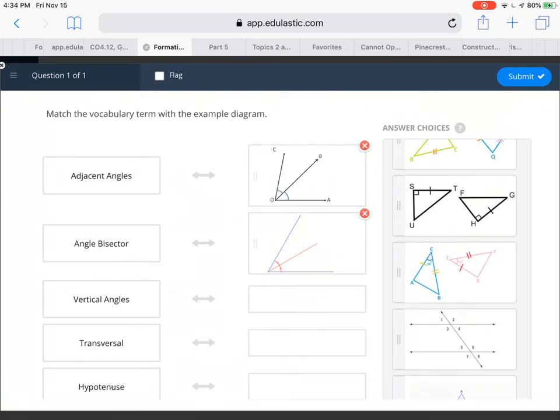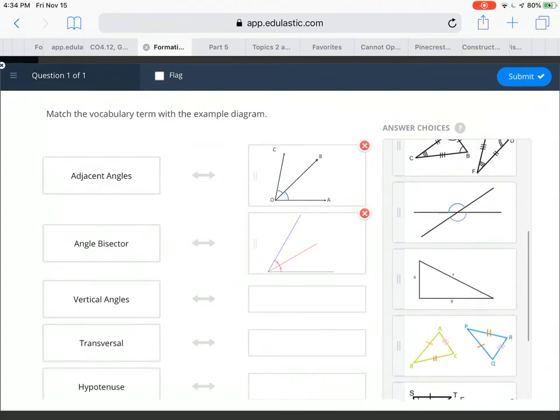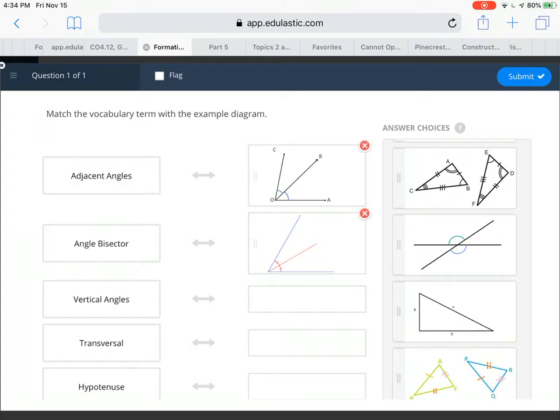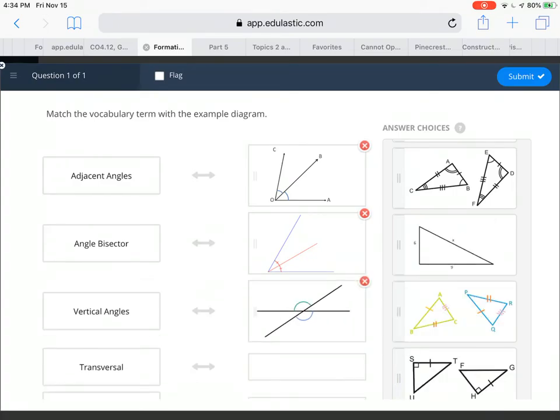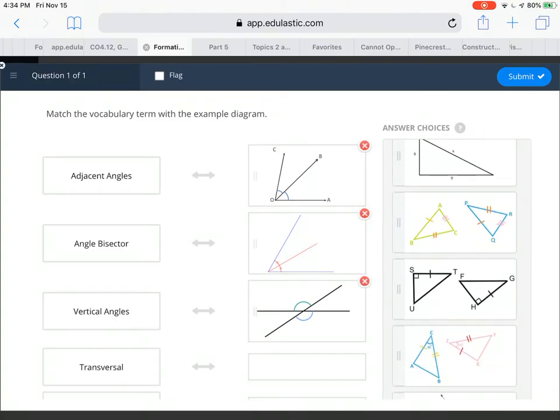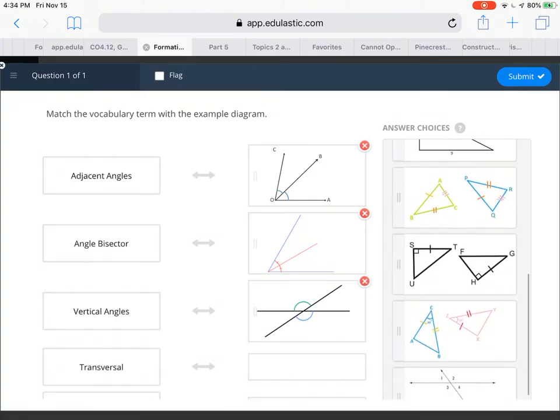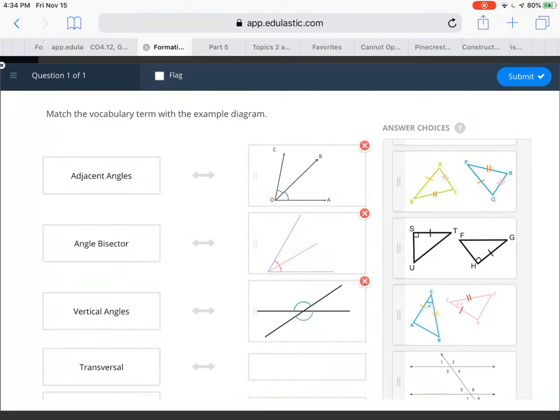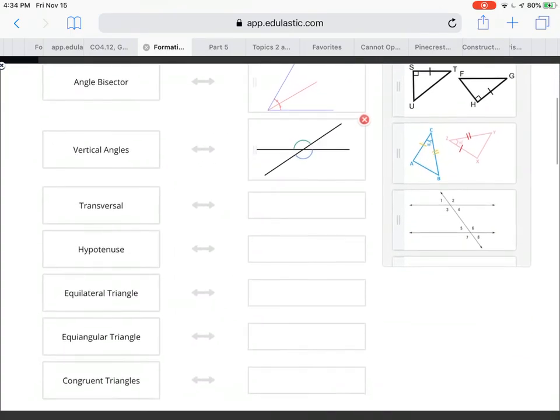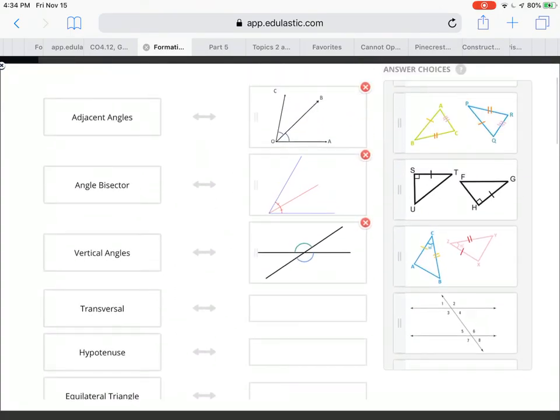Okay, so my next word is vertical angles. Vertical angles. That's this image. That's the fact that when you have two lines intersect, making an X kind of shape, the opposite angles are congruent to each other. Okay, my next word is transversal.